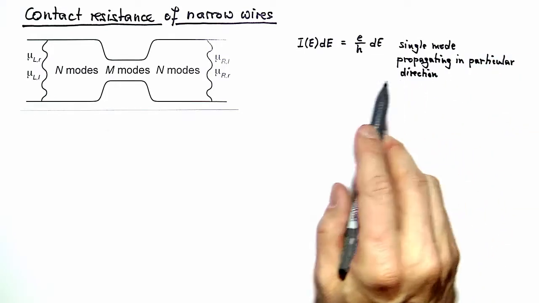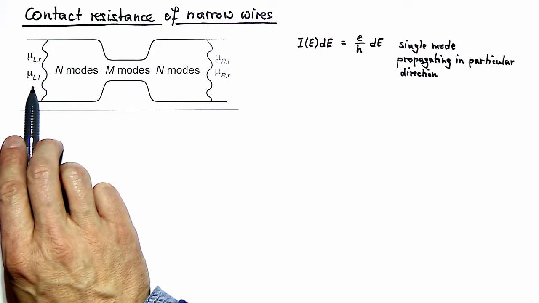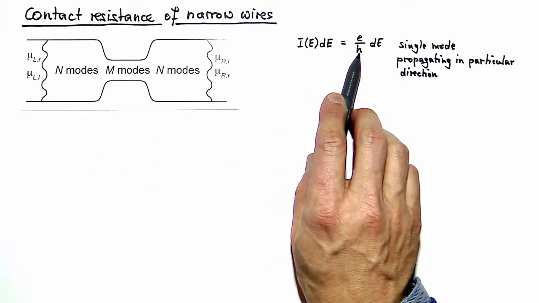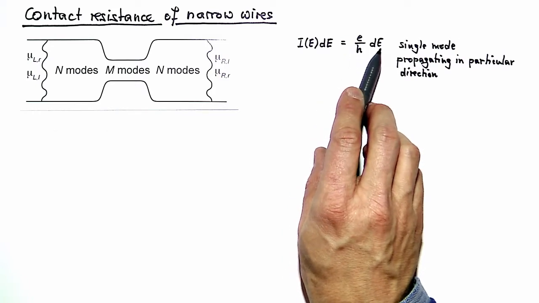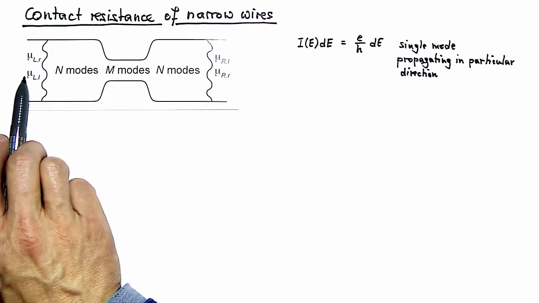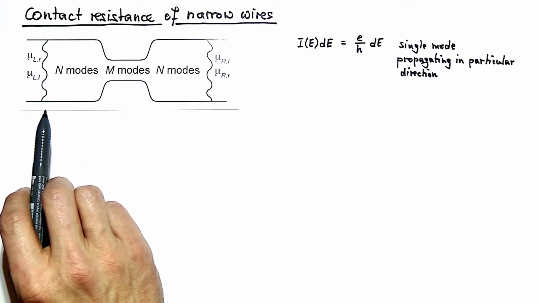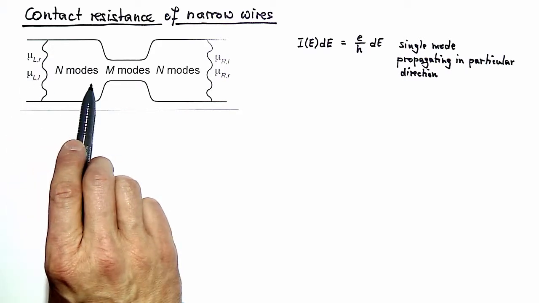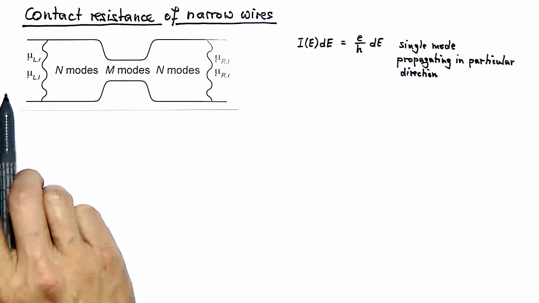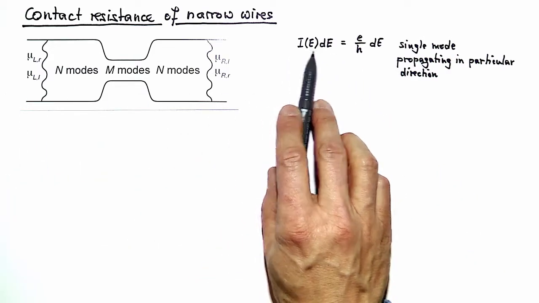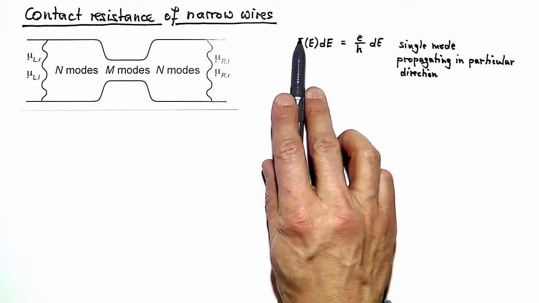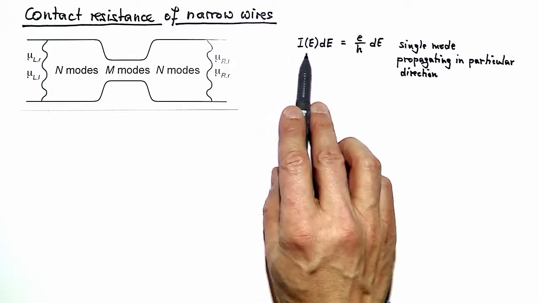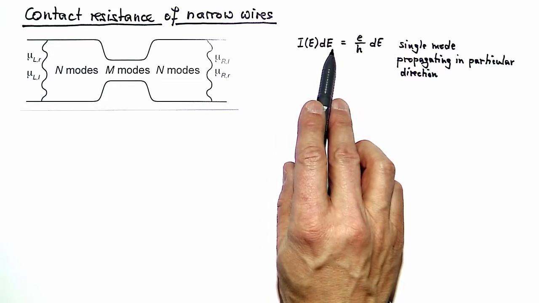So, in case we have a wire with N modes, all these N modes would supply N times e over h dE in current, if we just consider, for example, the right moving states. Now, we also heard in the lecture that the total current is the difference between the right moving current and the left moving current. So for getting the right moving current, we have to sum up all these energy contributions up to the Fermi energy for the right movers. And for the left moving current, we have to sum up the energy contribution for the left movers.